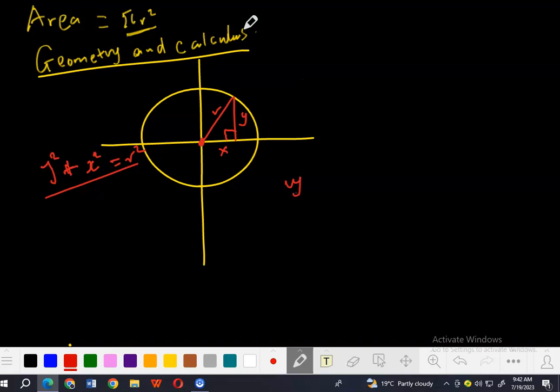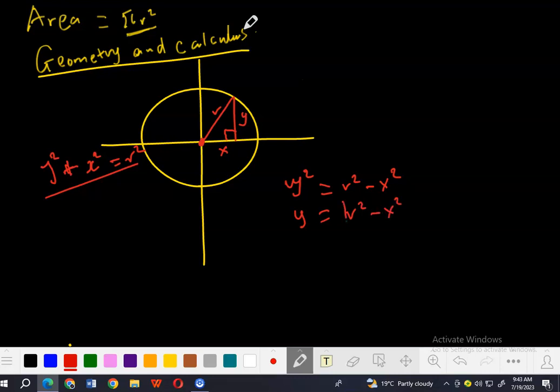So if we make y the subject of the formula, what you will have is y squared. This is y squared. So this is going to be equal to r squared, which is the hypotenuse, minus x squared. Can you see that? Yes. But we are looking for y. We are not looking for y squared.